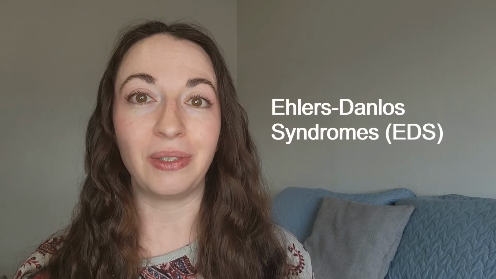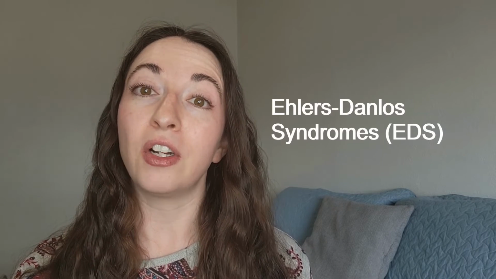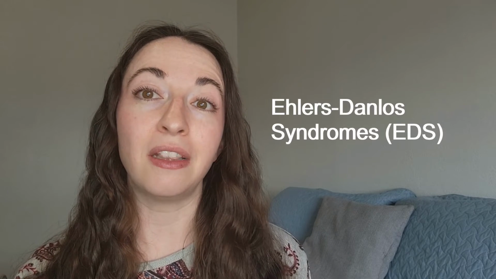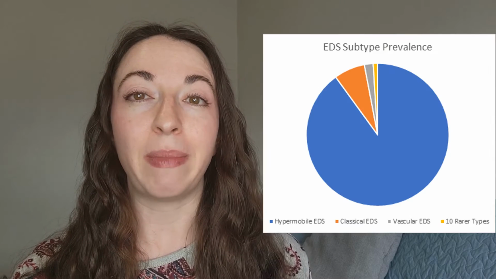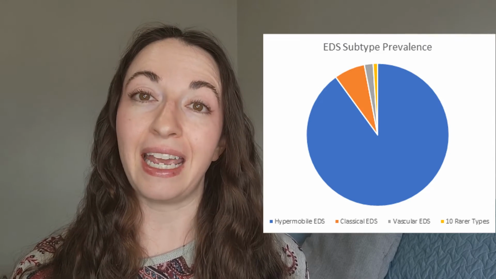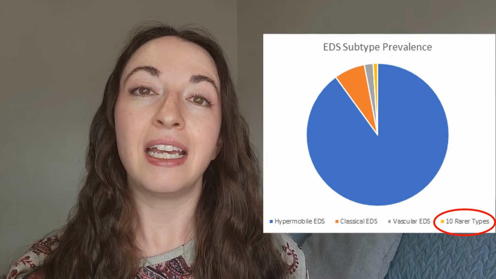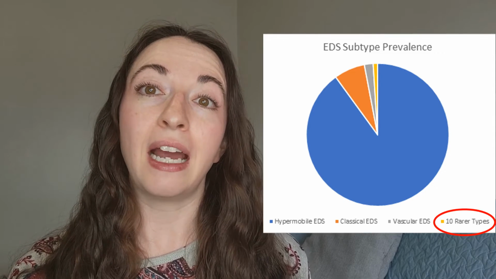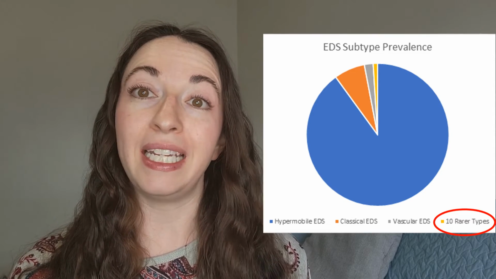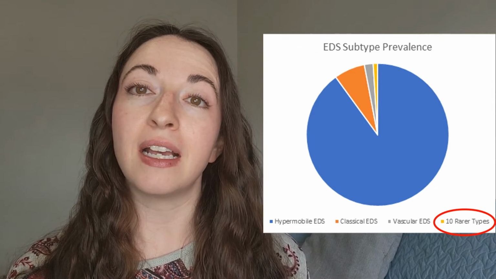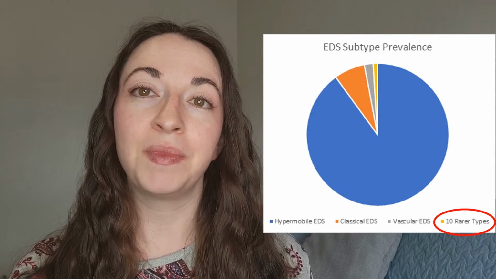Classical-like EDS belongs to a group of related genetic connective tissue disorders known as the Ehlers-Danlos syndromes. There are currently 13 classified subtypes of Ehlers-Danlos syndrome, with the most common being the hypermobile subtype, which accounts for about 90% of all EDS cases. Classical-like EDS is considered extremely rare and accounts for less than 1% of all EDS cases and has a prevalence of less than 1 in a million people.